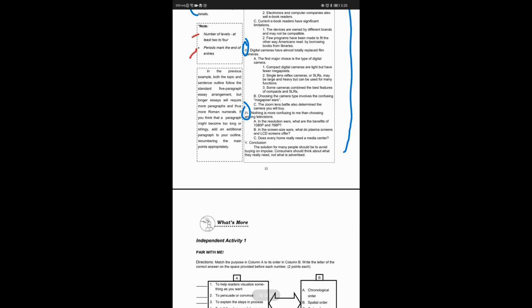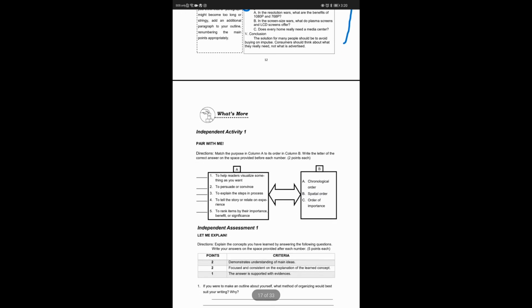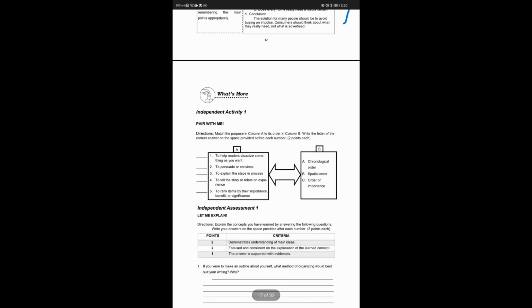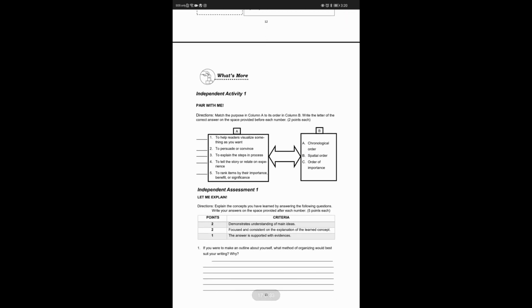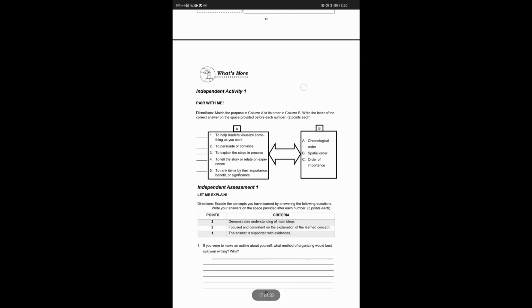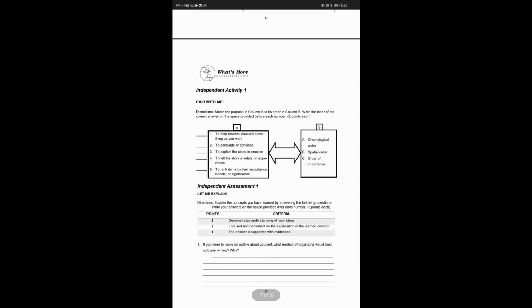Now, let's go to what's more. What are the activities we need to accomplish? As I have said a while ago, you have to accomplish independent activities 1, 2, 3 and independent assessments 2 and 3. So, obviously, you would be doing this. So, for independent activity 1, let me explain to you the instructions. So, pair with me.